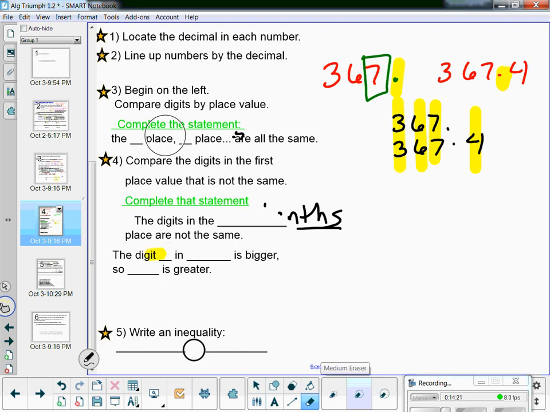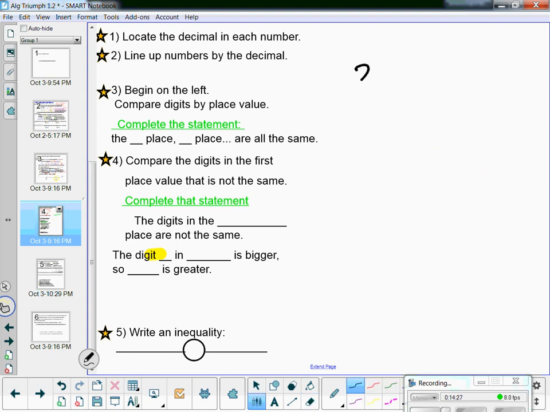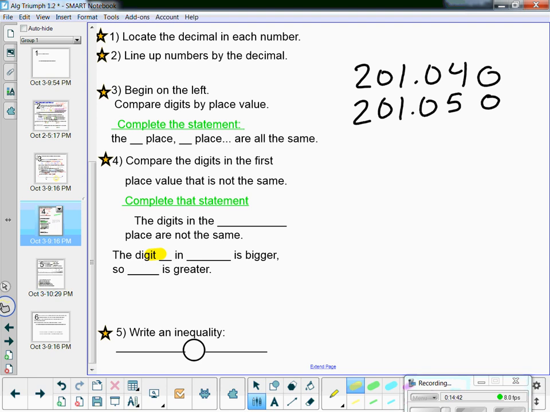One more. 201.04 and 201.05. Let's put zeros on the end of each of those. Can you figure it out? I lined them up by decimal. If you can already see which one is bigger, we can complete our statement.